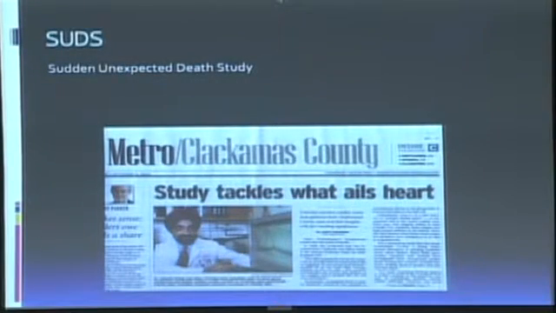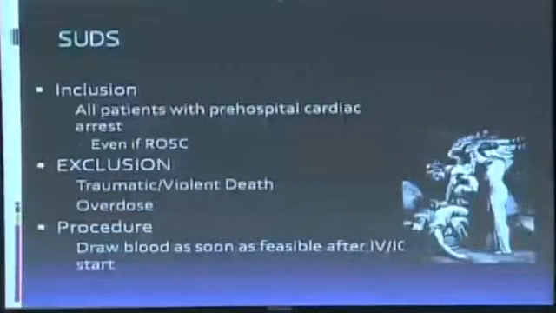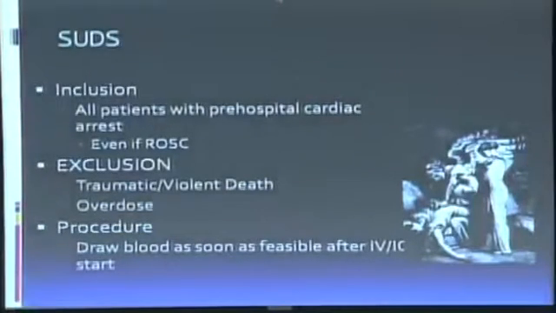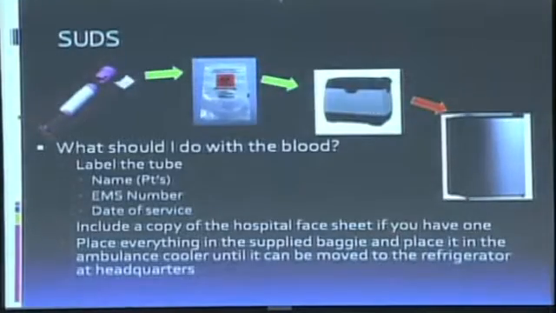Okay. So a brief review of SUDS. This is a study to look for the genetic markers of sudden cardiac arrest. So any patient who has a pre-hospital cardiac arrest meets the inclusion criteria. As with ALPS, traumatic deaths or violent deaths are excluded. Overdose are also excluded. You'll draw blood as soon as possible after gaining the vascular access.